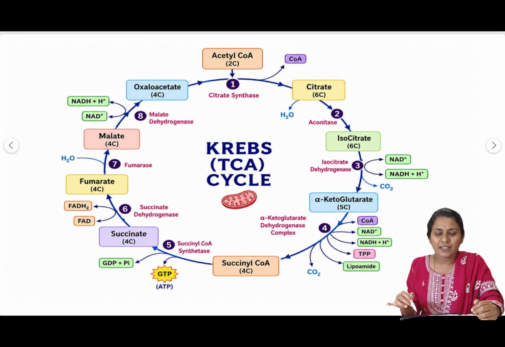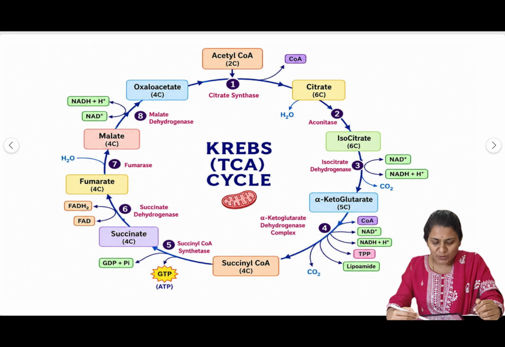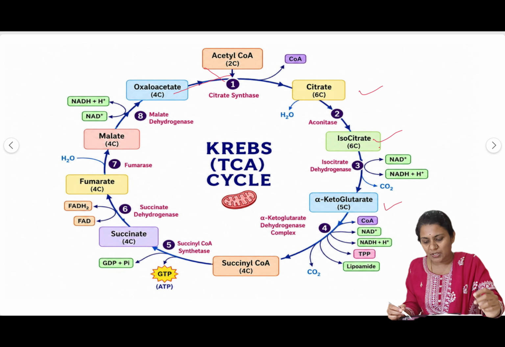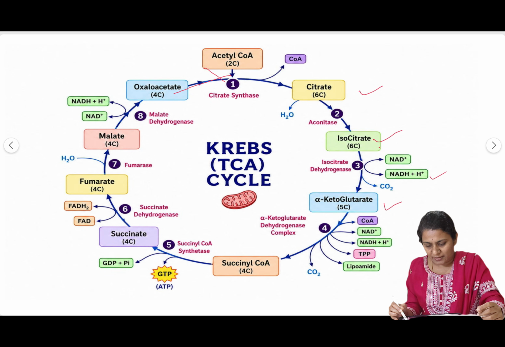So this is the Krebs cycle. Briefly, we'll learn about the Krebs cycle. Acetyl-CoA is a 2-carbon compound. It combines with oxaloacetate, which is a 4-carbon compound, and it produces citrate. Citrate is converted into isocitrate. Isocitrate is converted into alpha-ketoglutarate, where there is a conversion of NAD+ to NADH. So there is a formation of 2.5 ATP.